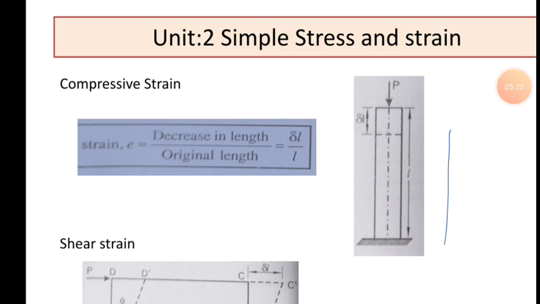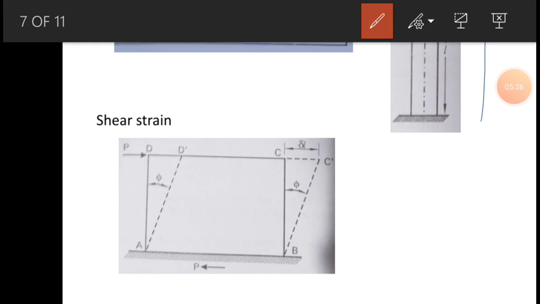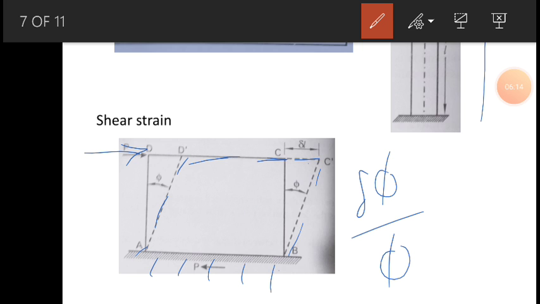Next is shear strain. So what is shear strain here? As you can see, a tangential load is applied to the object, which is fixed at the bottom. What is happening is the upper surface of the object is trying to distort, an angular deformation. So the change in theta to the original theta is called shear strain.